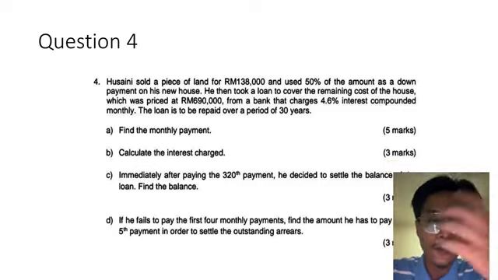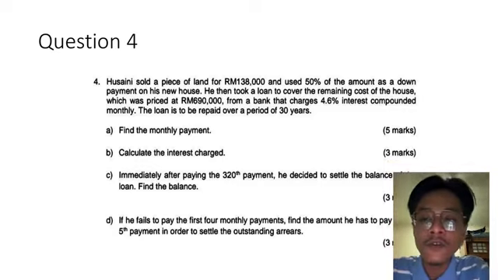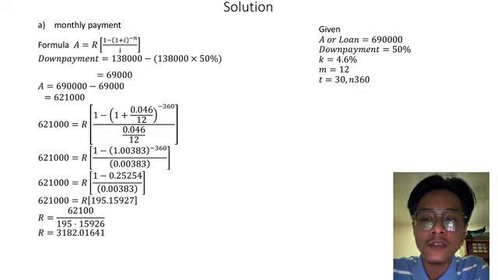Answer for question 4A. With a loan of RM 621,000 at a monthly interest rate of 0.383%, 4.6% annually, repaid over 360 monthly installments, 30 years, the borrower must pay a fixed amount of RM 3,183 and 80 cents every month to fully pay off the loan by the end of the term.